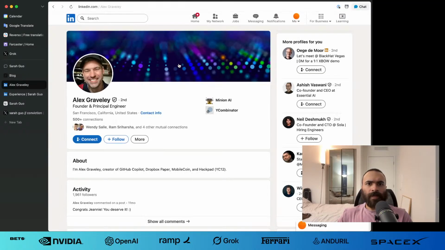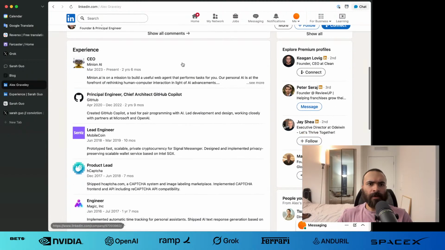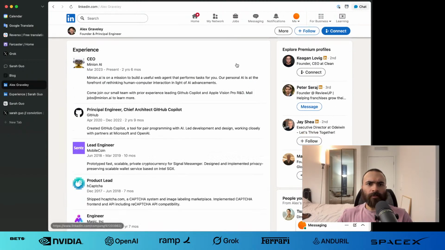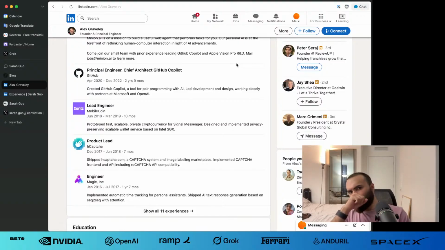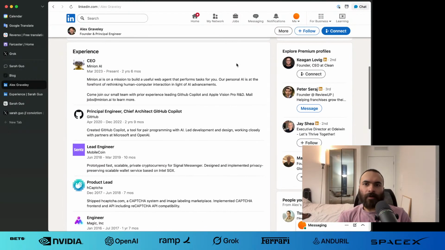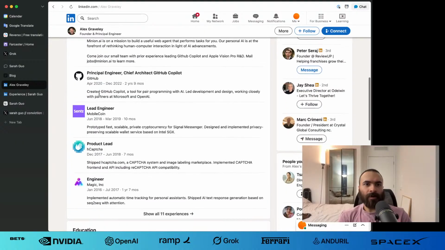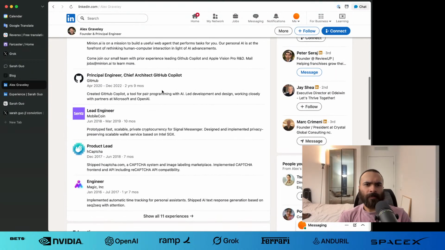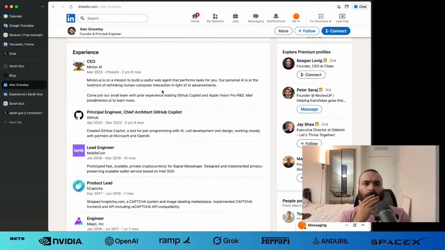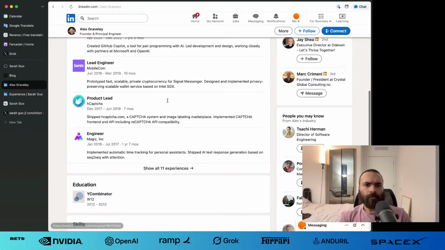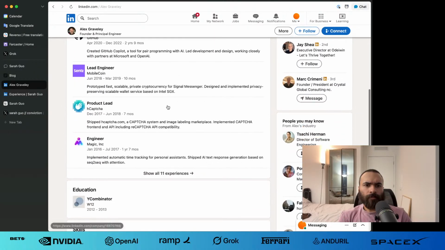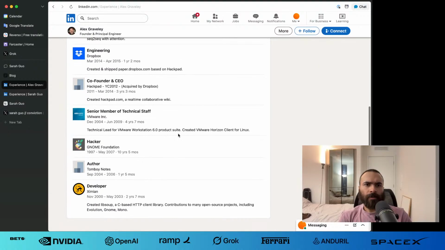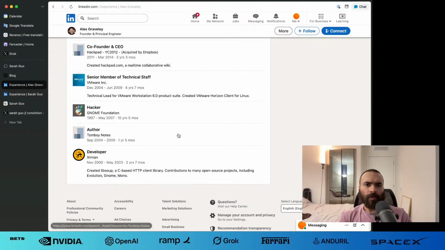Really cool. And by the way, who is Alex? Alex is doing Minion AI. CEO, Minion AI is on a mission to build a useful web agent that performs jobs for you. Our personal AI is at the forefront of rethinking human computer interaction. And the cool thing is, if I ask it a question, it will actually look through all these other sources. That is going to be amazing. Principal engineer, chief architect, GitHub Copilot.